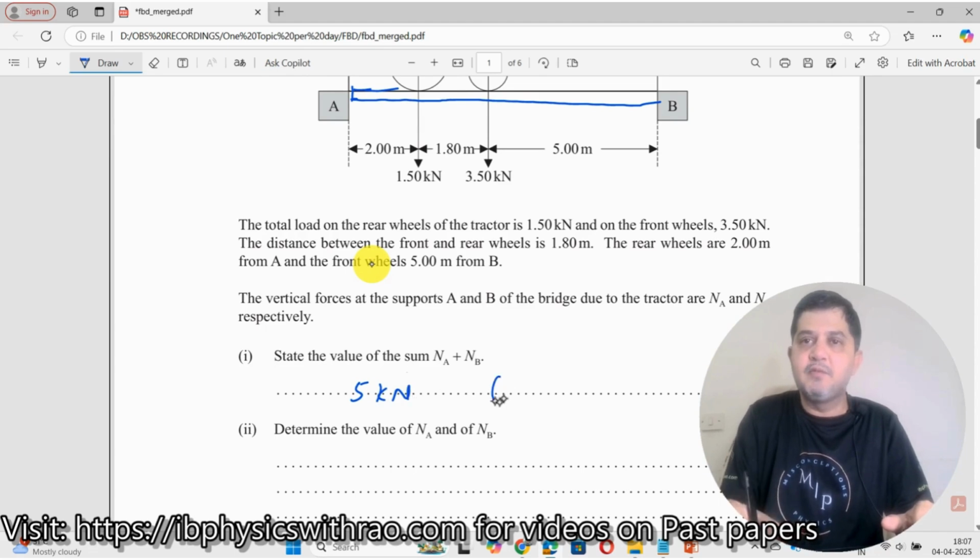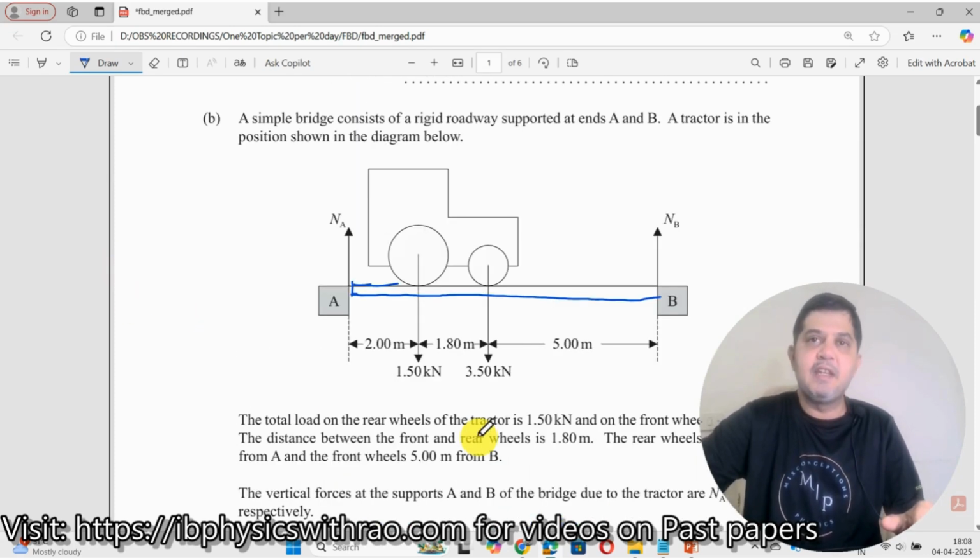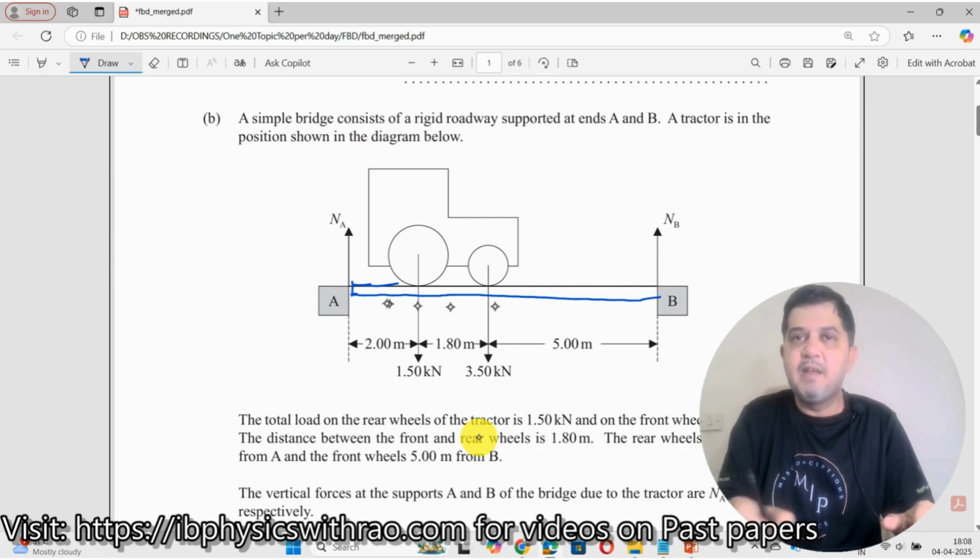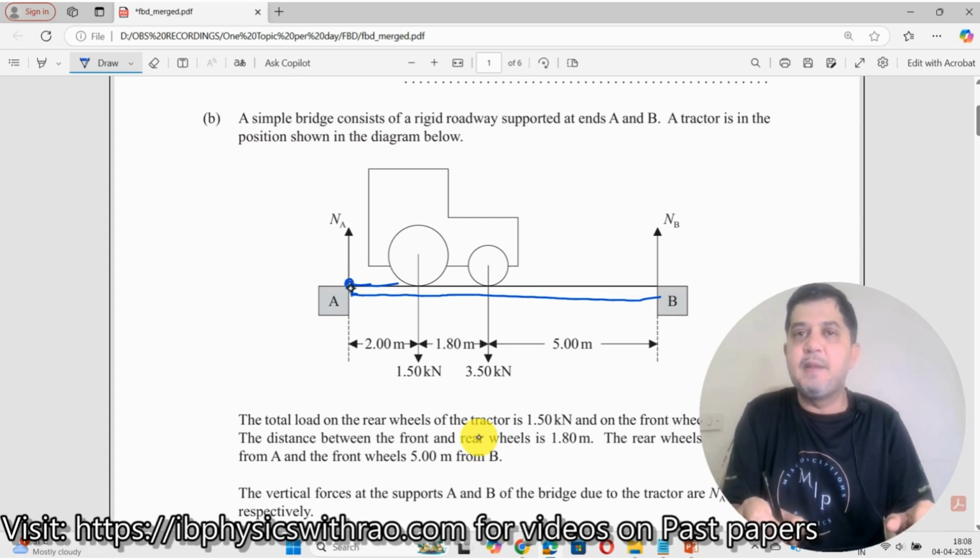5 kilonewton, which is 3.5 plus 1.1. Then determine the value of NA and NB. Find the values of NA and NB. Now, how do we find this? What we do is we will assume one of them to be a constant over here. So I will find out the moment about this point over here, when I consider this being pivoted over here.